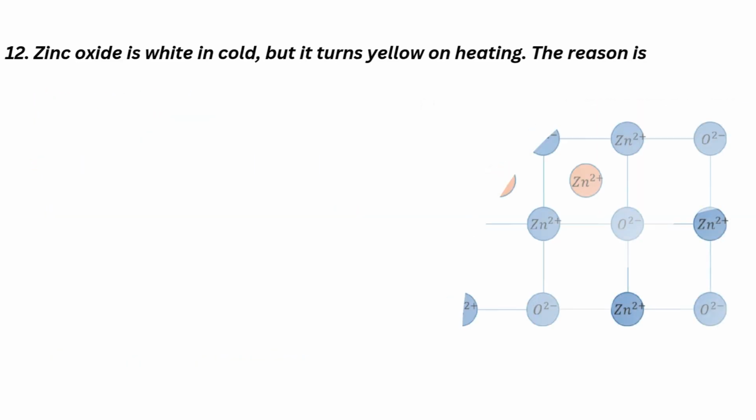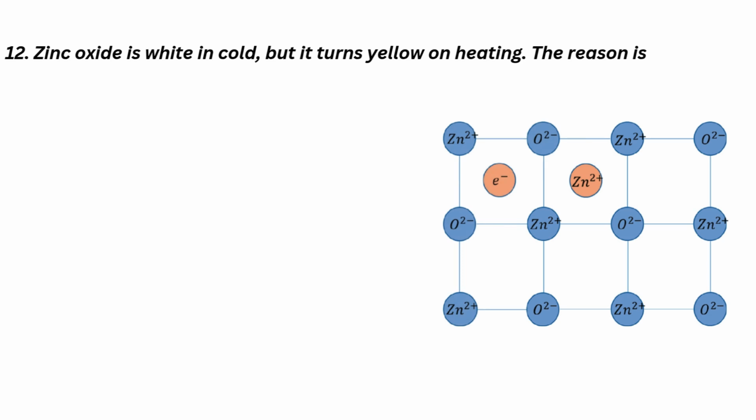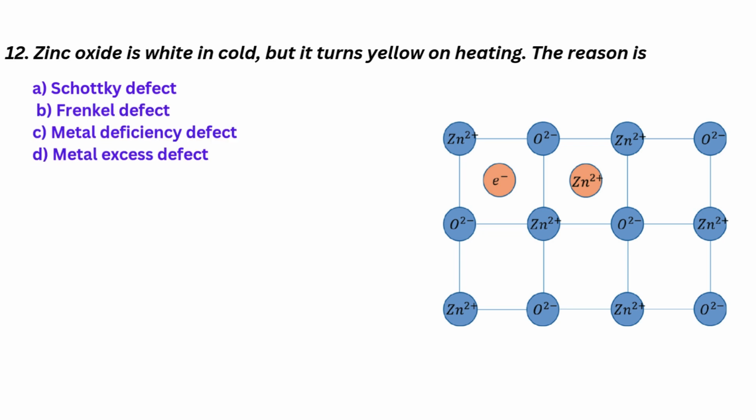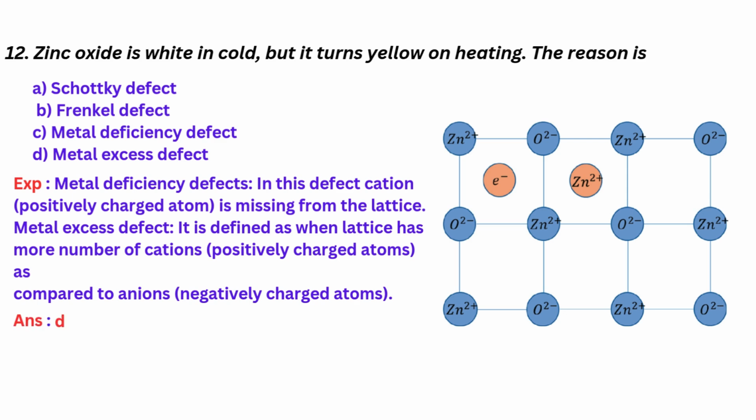Zinc oxide is white when cold and turns yellow on heating. The reason is, the choices given are Schottky defect, Frenkel defect, metal deficiency defect, metal excess defect. The correct answer is metal excess defect.